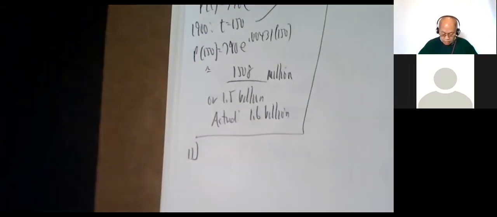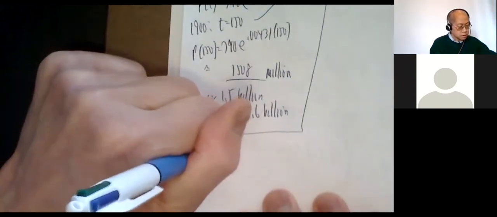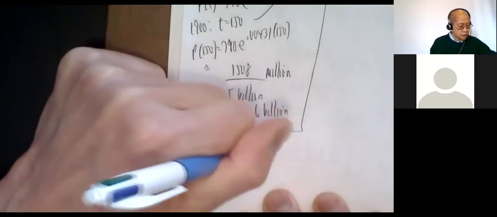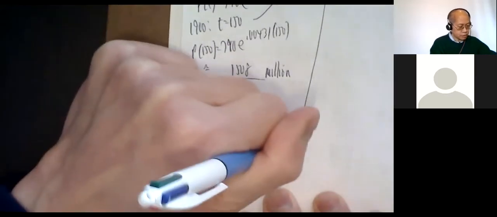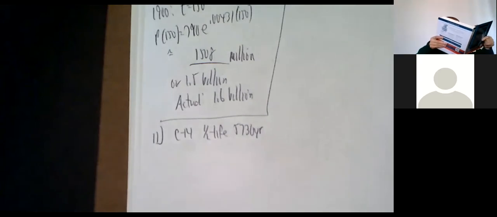Okay, carbon-14 has a half-life of 5,730 years. Discovery revealed a parchment that had 74% of the carbon-14 as material today. Estimate the age of the parchment.